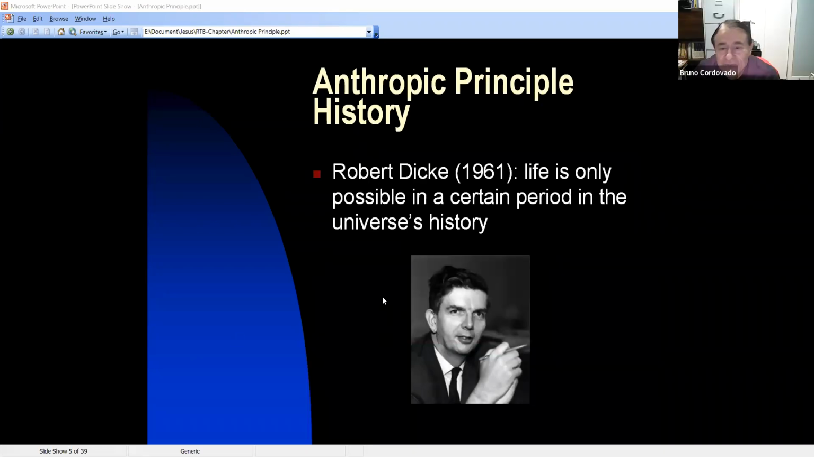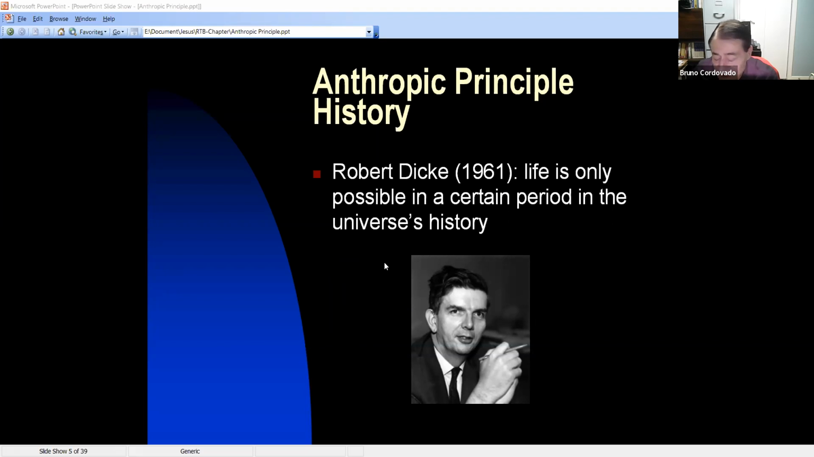So next we have Robert Dicke in 1961, and he realized that life is only possible in a certain period of time in Earth's history. We know that life requires certain elements, like carbon and oxygen, like we talked about. But in order to have enough of them, you have to have enough stars that have gotten to a certain point in their life where they went supernova, because that's the only place you can produce those elements.